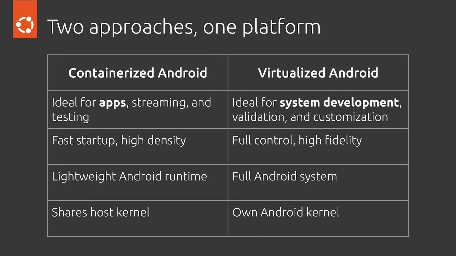These are our two main approaches, and it's important to understand when to use each. The first one is containerized Android. In this case, Android runs directly inside containers, which makes it very lightweight and fast to start. This is ideal for running applications, CI pipelines, and automated testing at scale. The second one is virtualized Android. Here, you're running a full Android system image with complete isolation and customization capabilities. This is typically used for system-level validation, infotainment development, or embedded use cases.